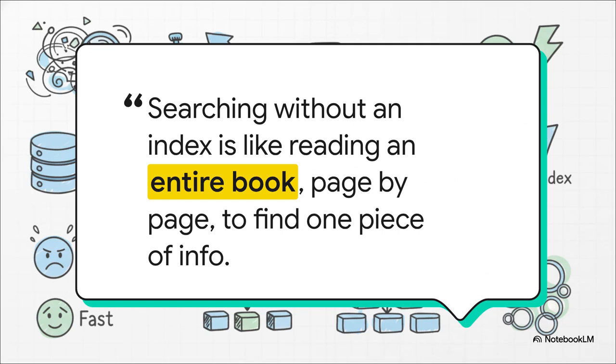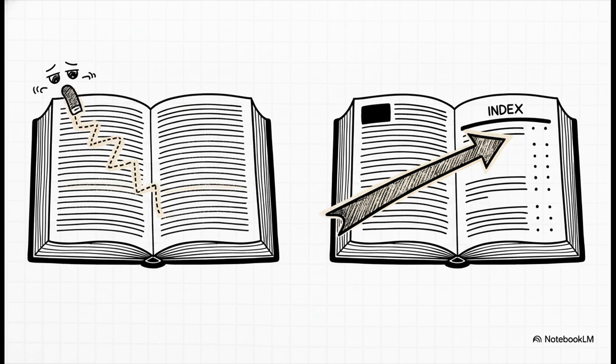This quote just nails it, doesn't it? A full table scan is exactly that. Reading an entire book from cover to cover. It's exhaustive, it's inefficient, and it's a huge waste of time if all you need is one little piece of information. So the index is the solution, and it works just like the index at the back of a book.